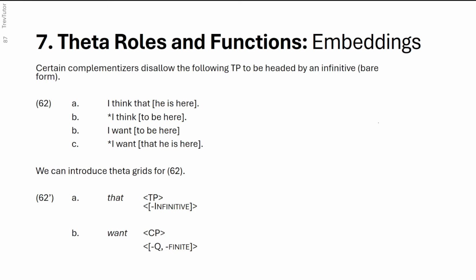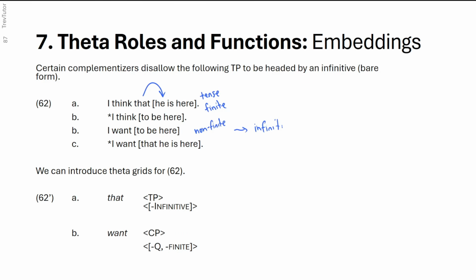Okay, so there are some complementizers that allow an infinitive after. So I think that he is here. Very specifically, this has tense. So this is finite in this case. But we can't say I think to be here. We would need more in order for that to be grammatical. Now, I want to be here. This is okay. Now, this is non-finite, so it doesn't have tense. And the form to be here is what's known as an infinitive.